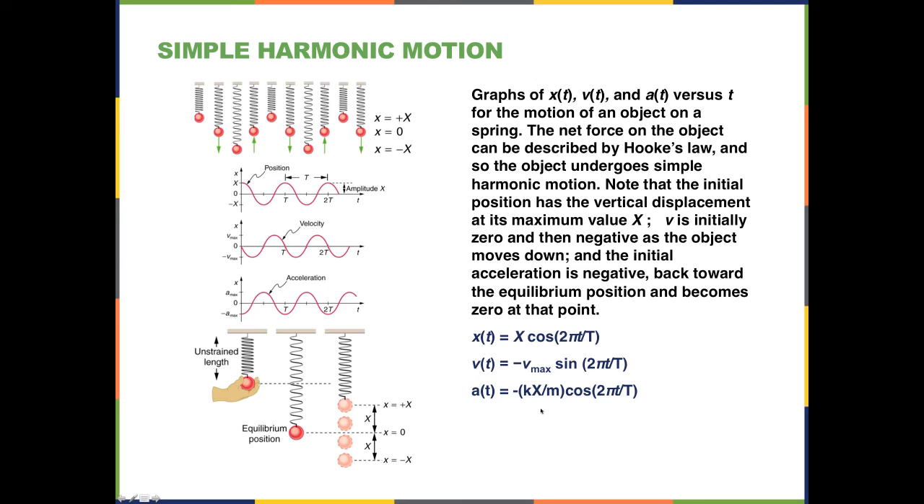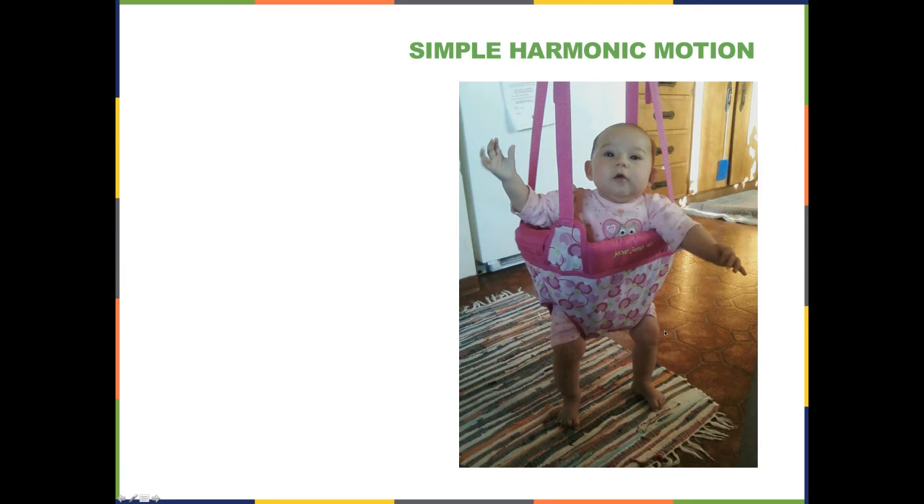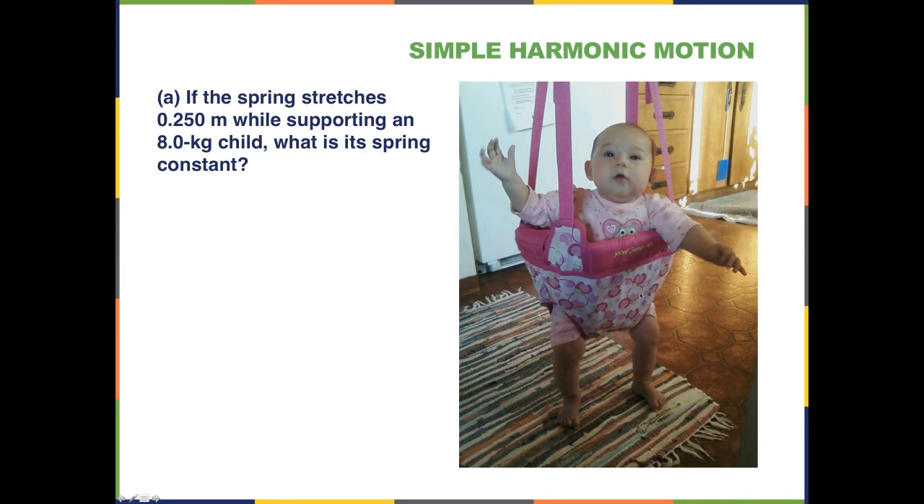And actually, this mathematics is gone over in great detail in the pre-calculus math course, and if you've had that class, you may remember this. So here's a problem looking at this new stuff. Here we have a baby in a stroller, and you know this is one of those bouncy strollers. So the spring in this bouncy stroller will stretch 2.5 meters with the baby in it, and has an 8 kilogram baby. So what is the spring constant in that situation?